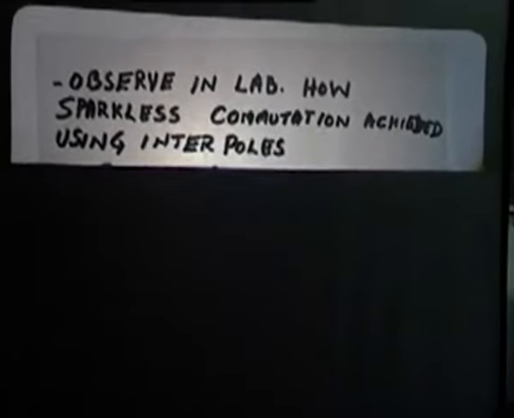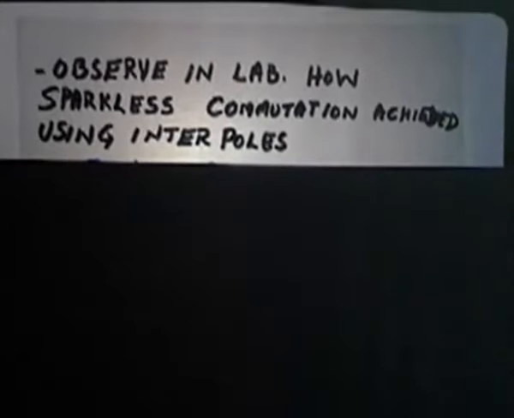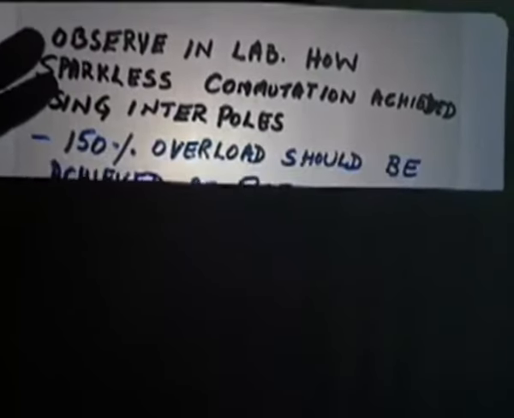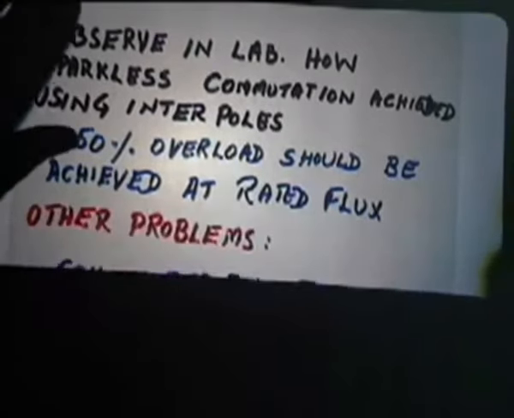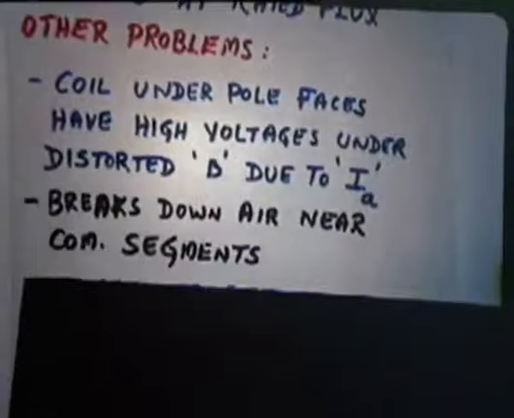Typically, it is estimated that about 150% of overload should be achievable at rated flux. At rated flux, the effect of armature reaction must be such that even with 150% of overload, the performance is not distorted or affected. So 150% means 150% of the rated current of the armature. Now the next point is, what are the other problems of armature reaction?